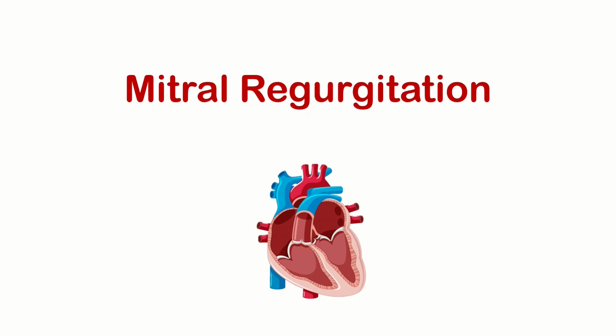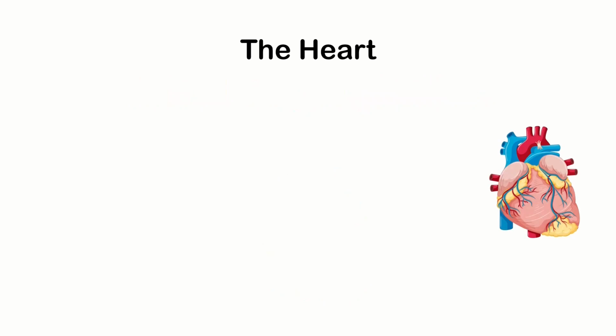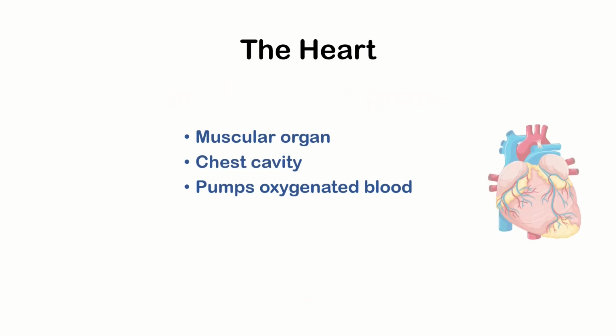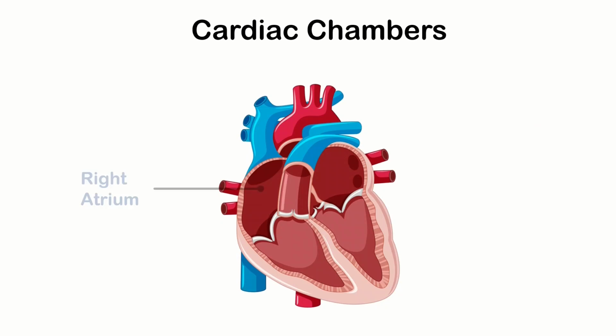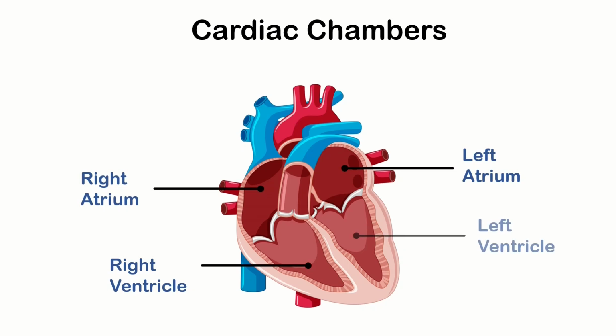What is the heart? Simply, it is a muscular organ located in the chest cavity, which pumps the oxygenated blood throughout the whole body. The heart is the organ that works constantly during the whole lifetime. The heart has 4 chambers. Namely, the right atrium, right ventricle, left atrium, left ventricle.